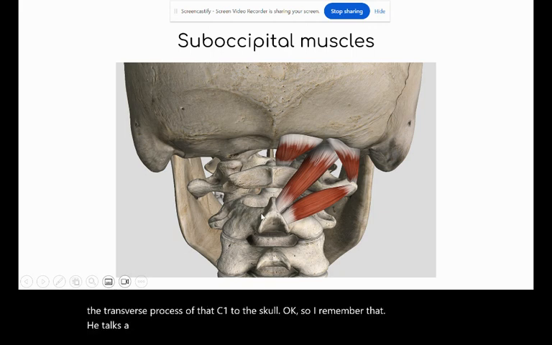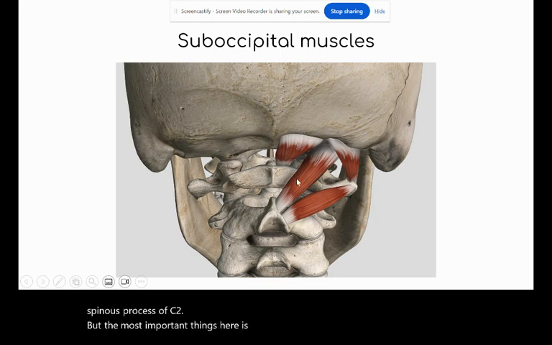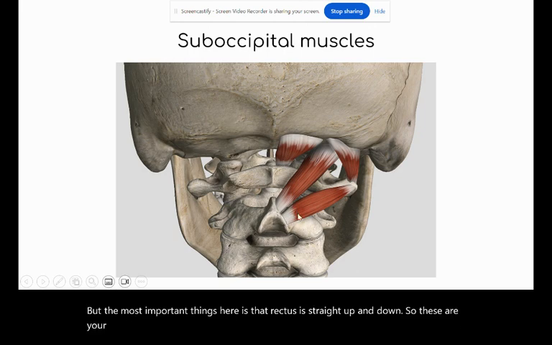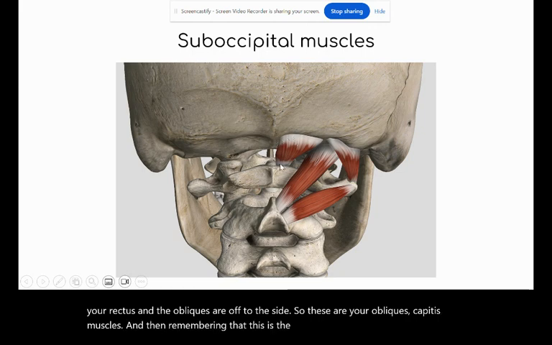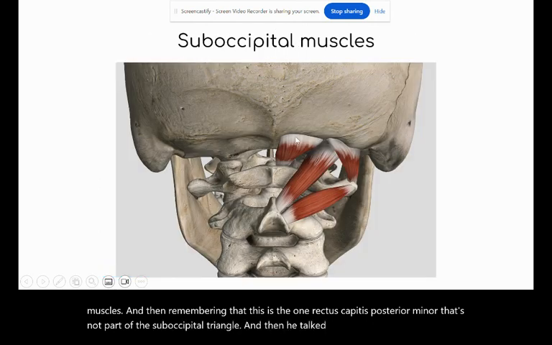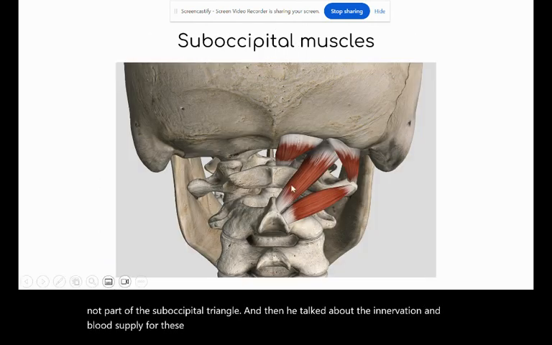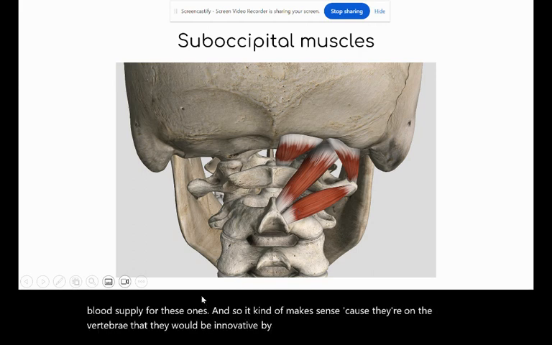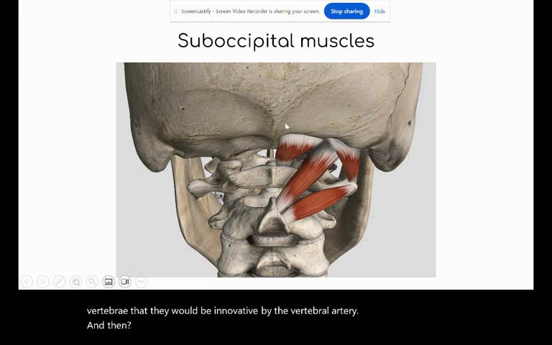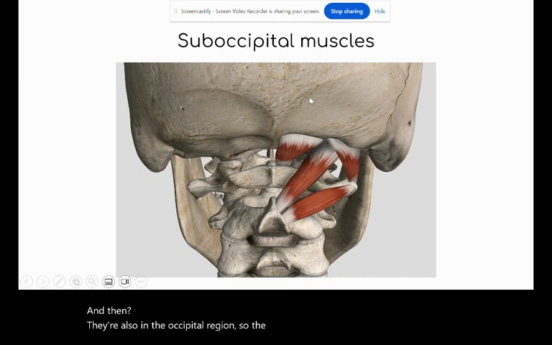He talks a little bit about this common union point, that a lot of things attach to the spinous process of C2. But the most important thing here is that rectus is straight up and down, so these are your rectus, and the obliquus are off to the side, so these are your obliquus capitis muscles. And then remembering that this one, rectus capitis posterior minor, is not part of the suboccipital triangle. And then he talked about the innervation and blood supply for these ones. It kind of makes sense because they're on the vertebrae that they would be supplied by the vertebral artery. And then they're also in the occipital region, so the occipital artery. Okay, so that's what you really need to know about the suboccipital muscles.